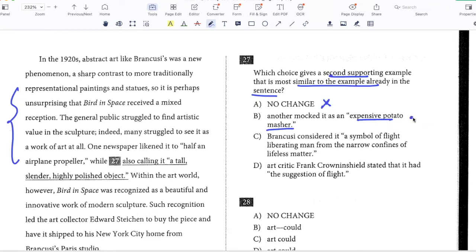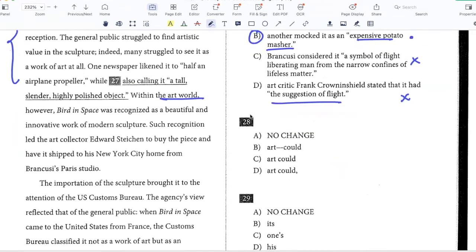So I like B. "While Brancusi considered it a symbol of flight, liberating man from the narrow confines of lifeless matter." It can't be this because I'm not talking about Brancusi's perspective. I'm talking about the criticism that was hurled at this sculpture. "While art critic Frank Crowninshield stated that it had the suggestion of flight." Again, this is not a point of criticism. It's simply what one art critic said. And anyway, we know that within the art world, it was thought of as beautiful. So it can't be D. The best answer is B.